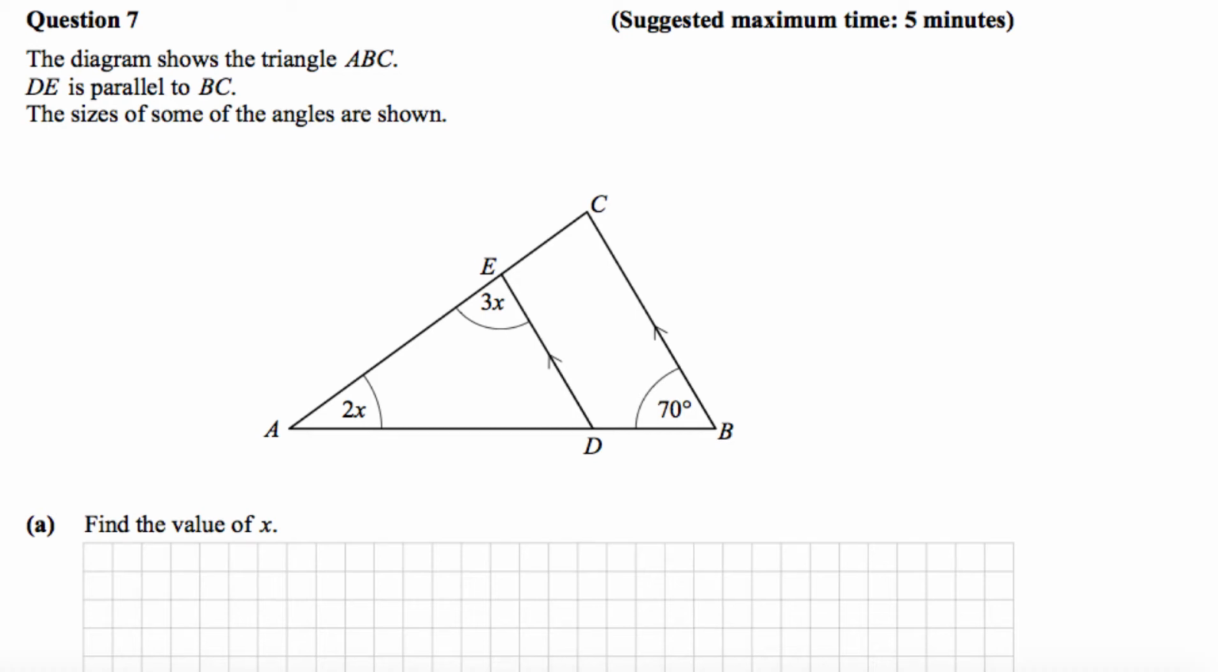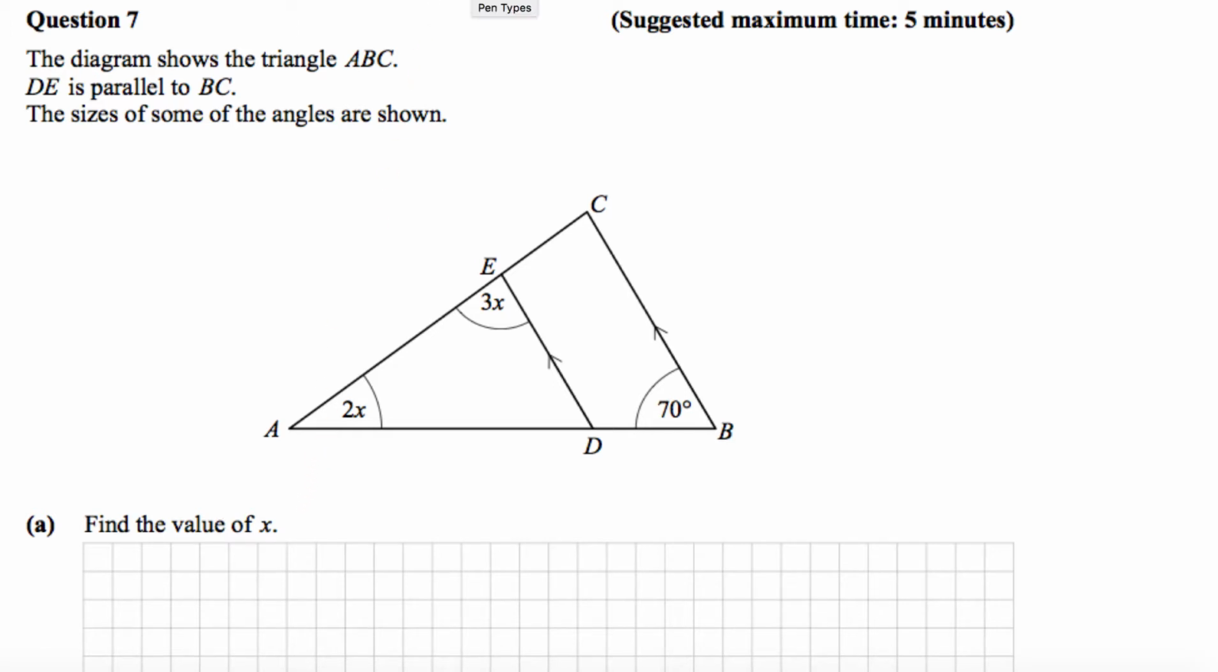So this is the 2015 Junior Cert Higher Level Paper 2 and we're looking at question number 7. The diagram shows the triangle ABC. DE is parallel to BC. We can see there, they're indicated by the arrows. And the sizes of some of the angles are shown. Find the value of x.